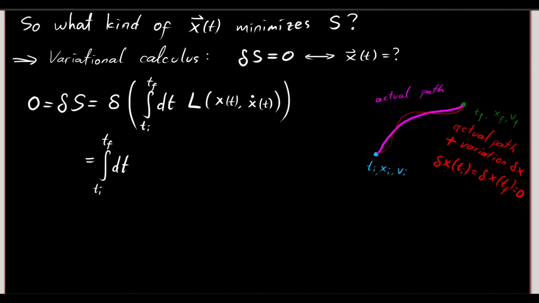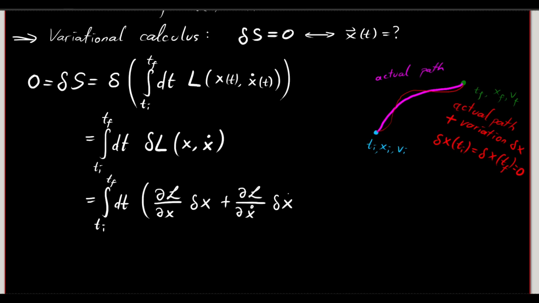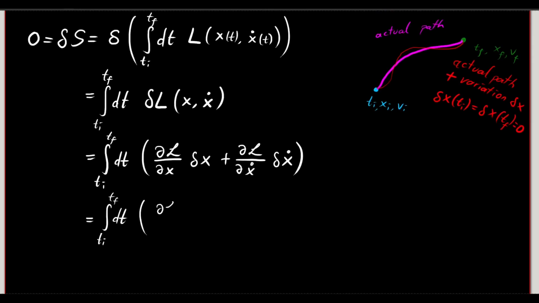Now, back to our derivative. Let's plug our S straight in and get the derivative operator inside the integral. I'm going to suppress the t dependence for now. Now, as I said, the variational derivative delta behaves pretty much like the total derivative of a function, so we evaluate it the same way. Now, I write down x dot explicitly as the time derivative of x.